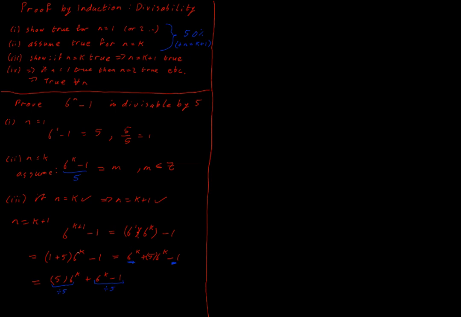This breaking up of my 6 here into 1 plus 5, into something that's going to give me my n equal k position and something that's divisible by 5, is the trick to divisibility proofs.